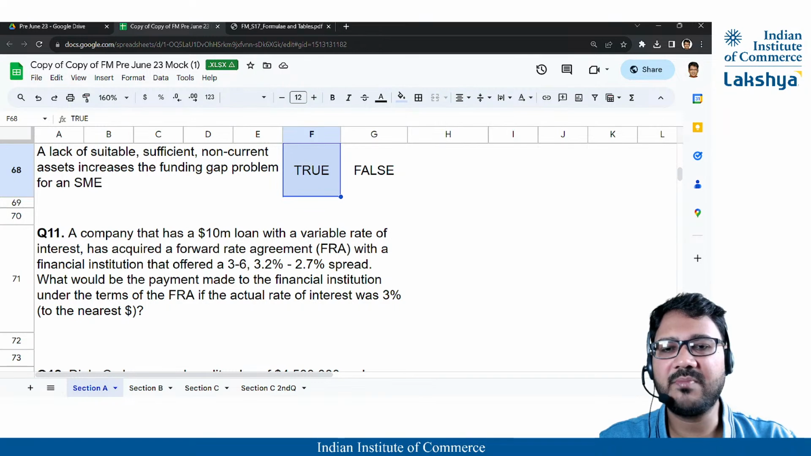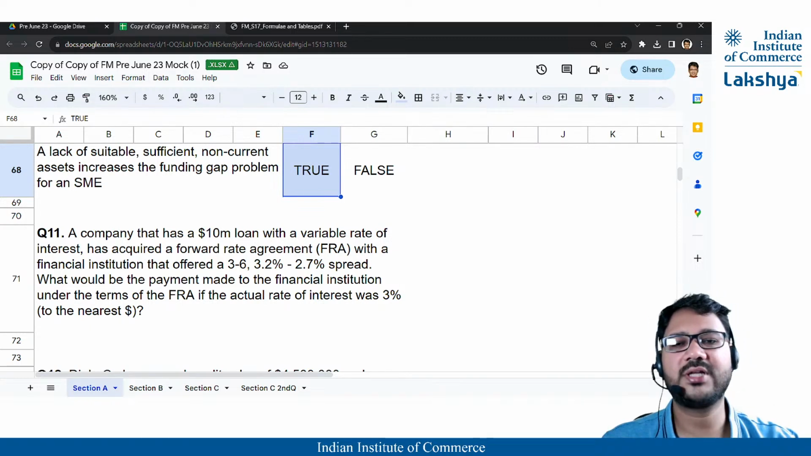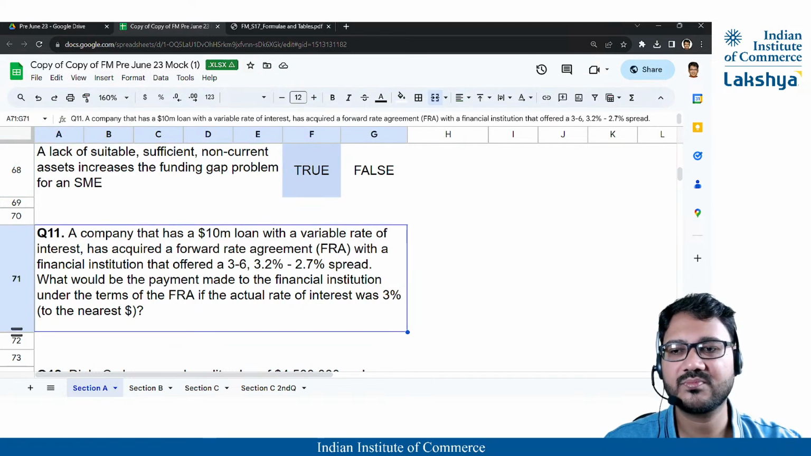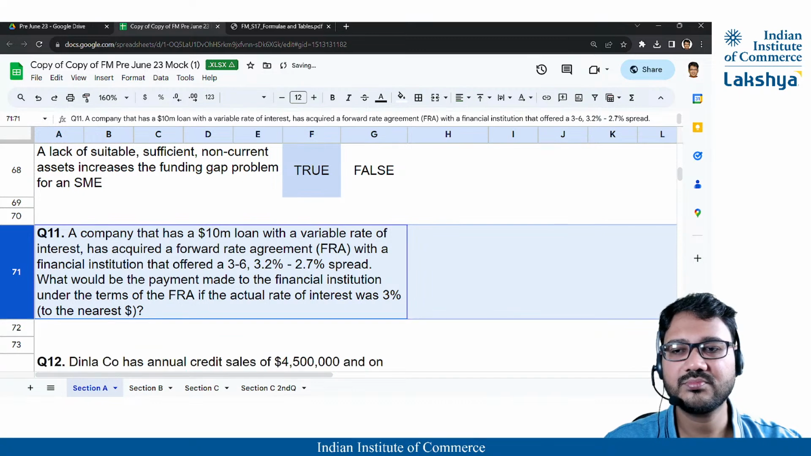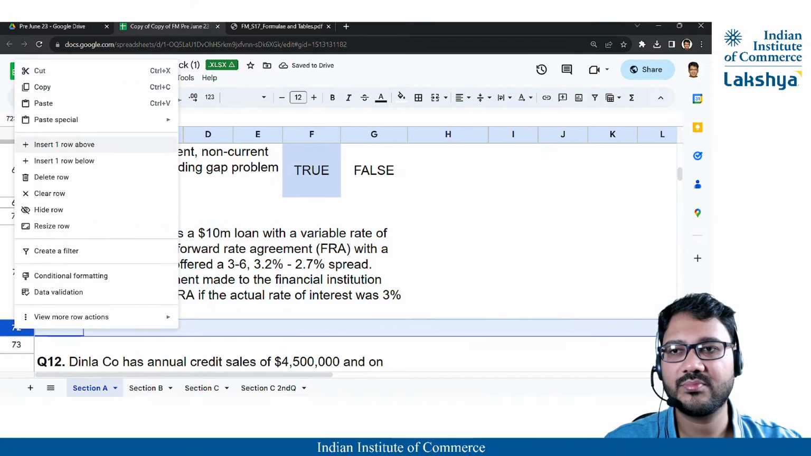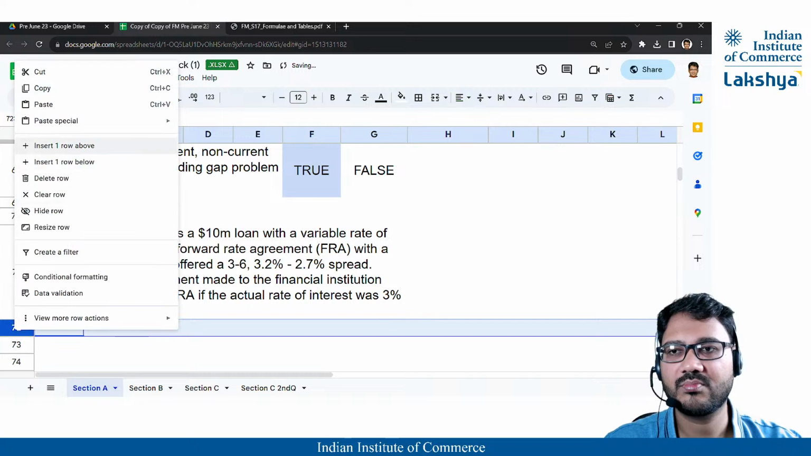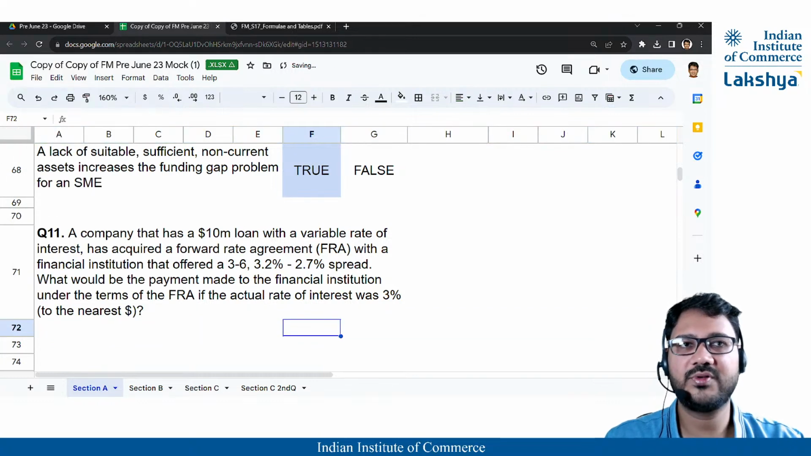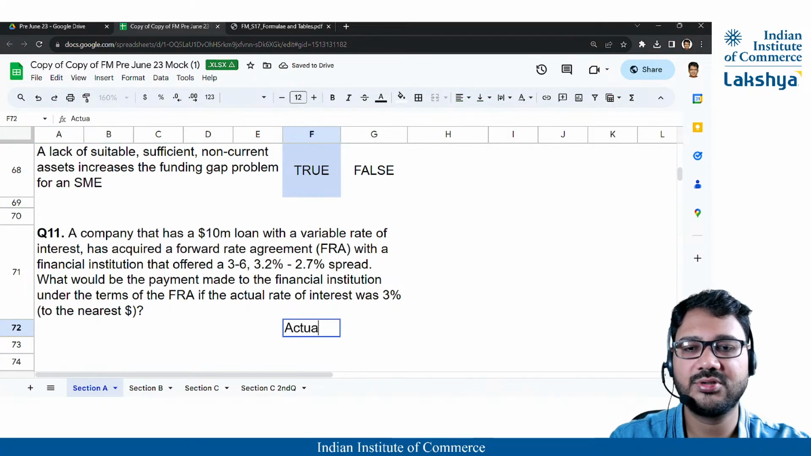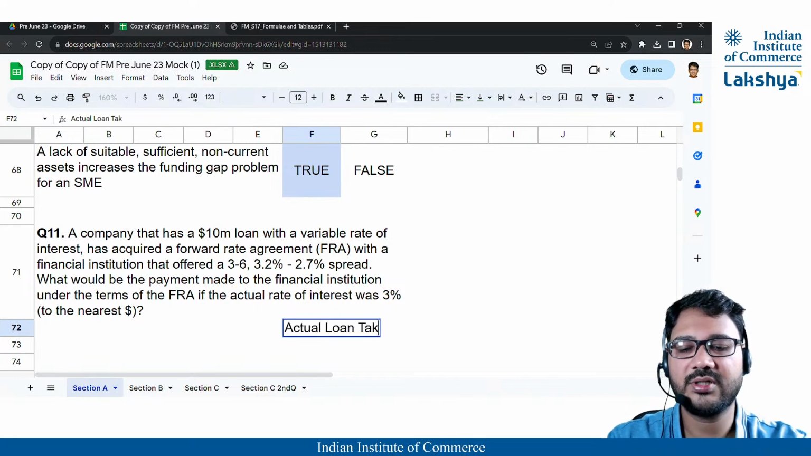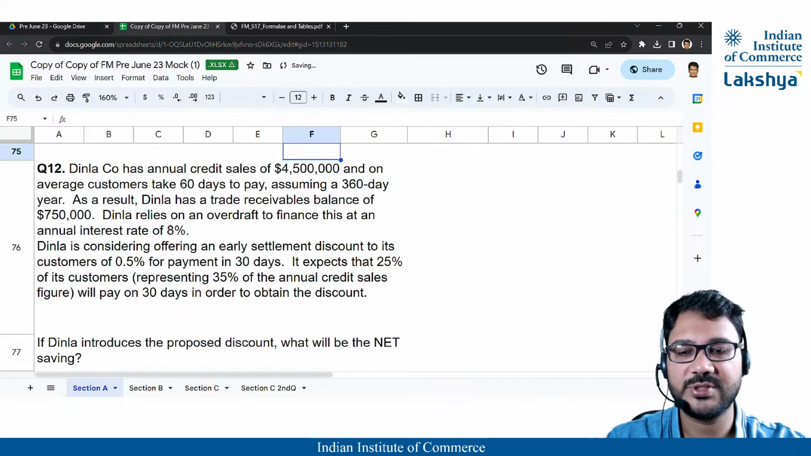What would be the payment made to the financial institution under the terms of the FRA if the actual rate of interest was 3%? In an FRA, there are two transactions that take place. The first transaction is the actual loan taken, which is currently at 3%.